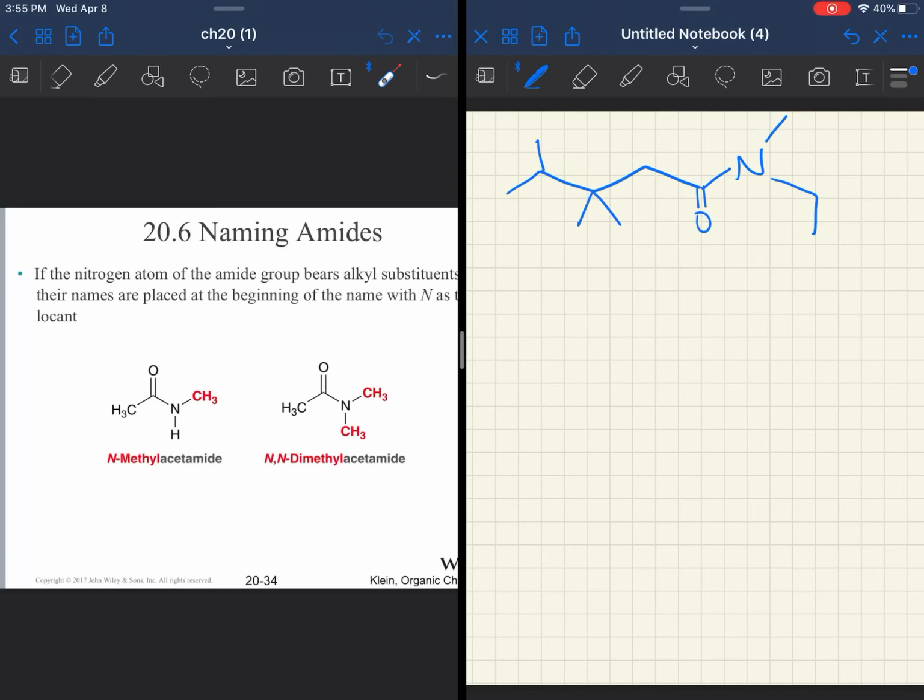Let's do an example. Say we have different R groups, and let's say we have multiple R groups. All right, so my parent in here, the longest continuous chain with that amide functional group is 1, 2, 3, 4, 5. So this is a pentanamide. And there are 4 methyl groups. You have 1, 2, 3, and 4.